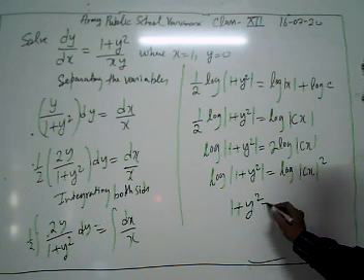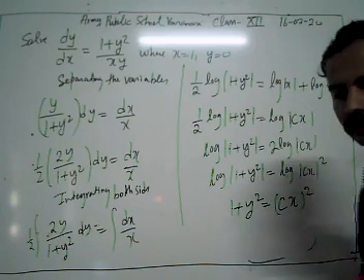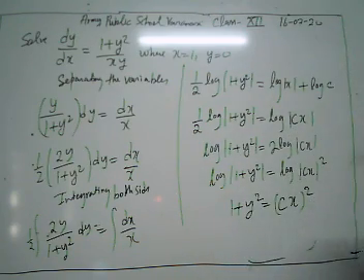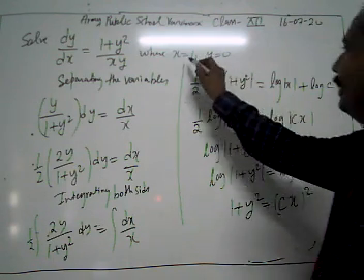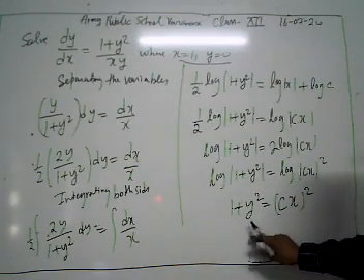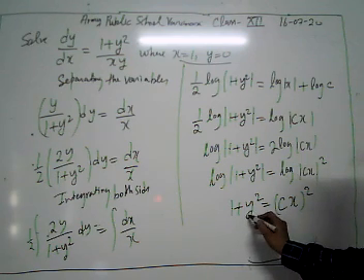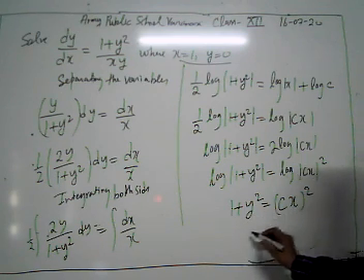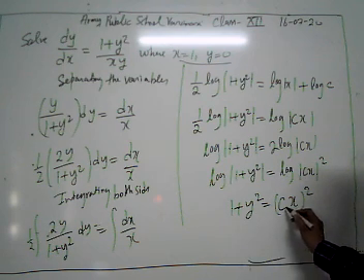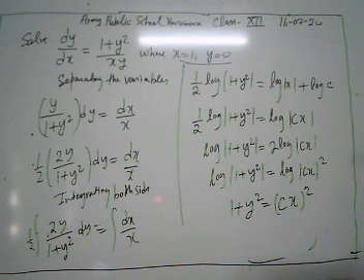Now what we have is 1 plus y square equal to cx whole square. That is our solution. Now we have to use the condition x equal to 1 and y equal to 0. Putting y equal to 0 and x equal to 1, we get 1 plus 0, that is 1, equal to c square. Then the value of c is plus minus 1.